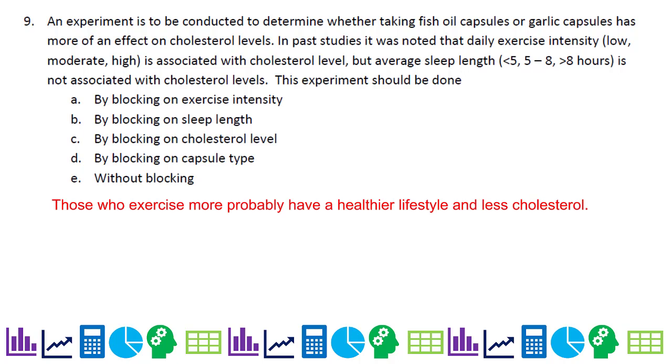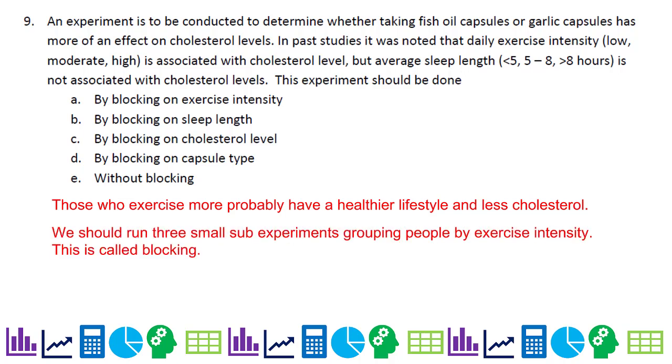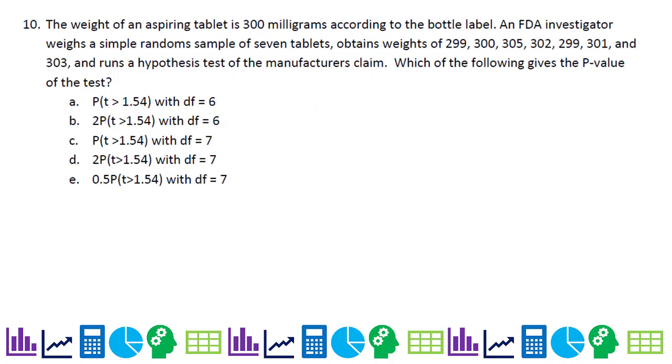Well, those who exercise more probably have a more healthy lifestyle and less cholesterol. In fact, they said there is an association. We don't have to worry about sleep because there's no association, so it's not going to be a confounding variable. But the daily exercise could be a confounding variable. So ideally, we would block, since we know it and we have identified it in advance, we can block for it. So we're going to run 3 small sub-experiments, grouping people by exercise intensity, and this is called blocking.